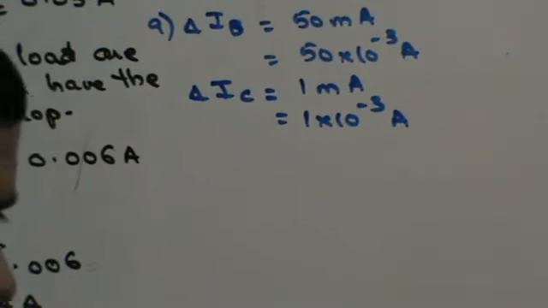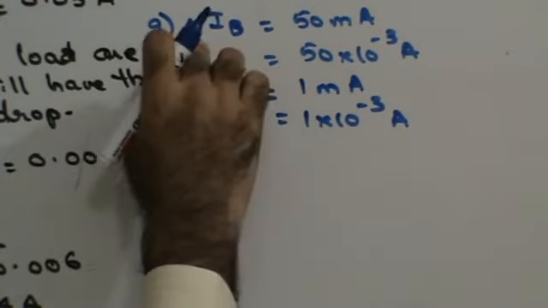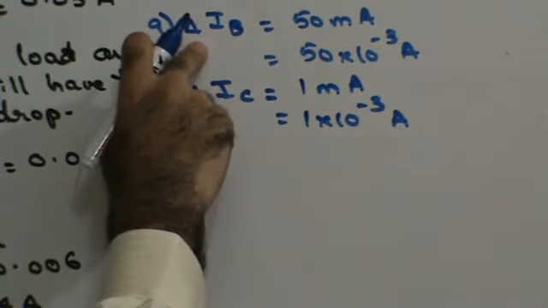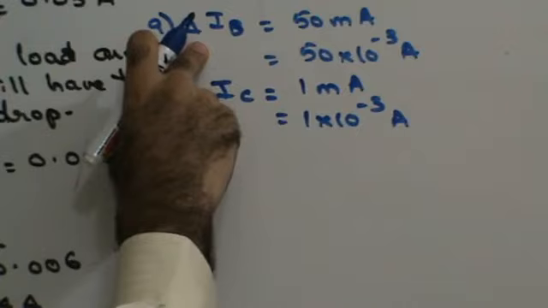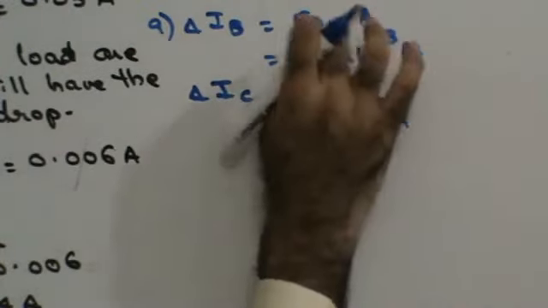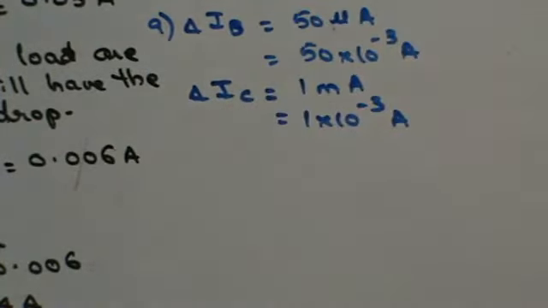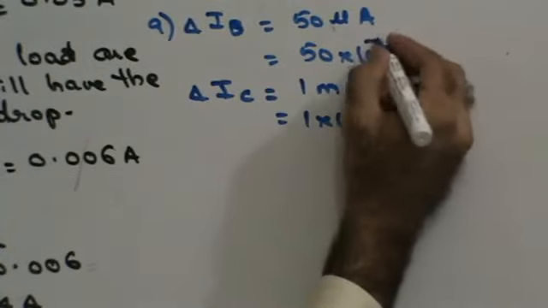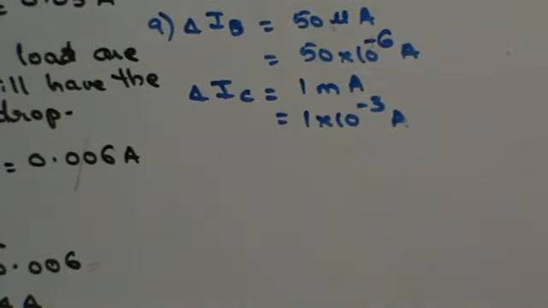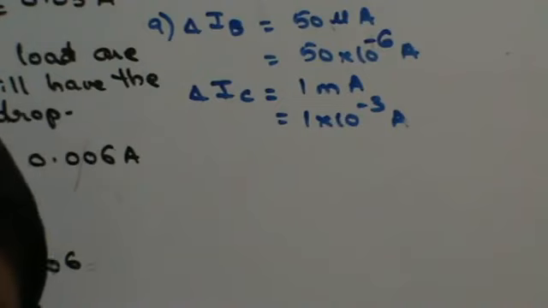Causes an increase of 1 milliamp in the collector current. Just make that correction, guys. I'll just repeat that. In a common emitter amplifier, an increase of 50 microamps in the base current. So not milliamps, that's microamps. An increase of 50 microamps in the base current causes an increase of 1 milliamp in the collector current.